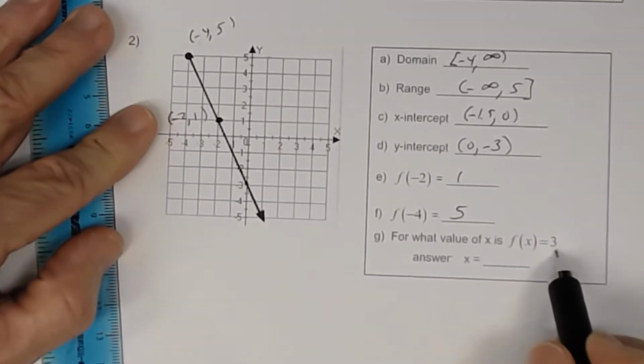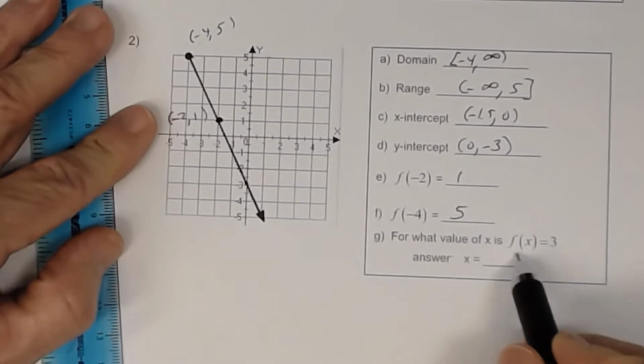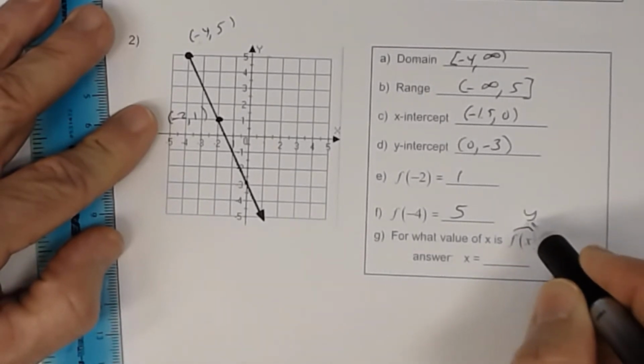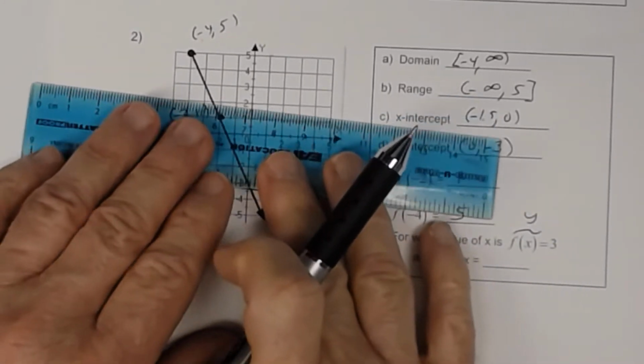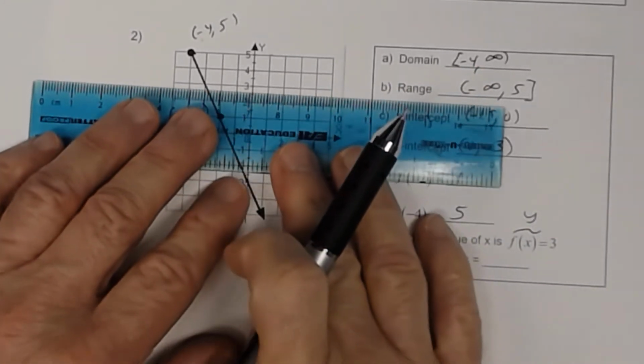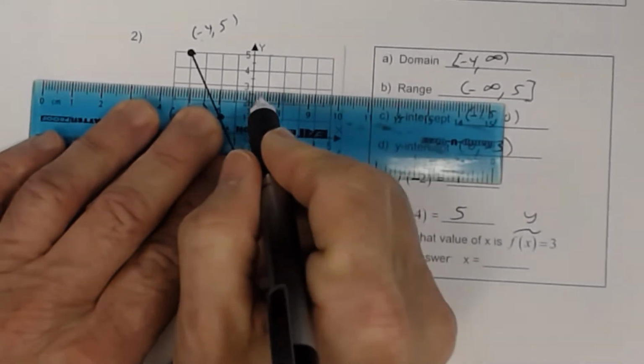For what values of x is f of x equal to 3? Remember, f of x means the same thing as y. So you locate where y is 3. So along the y-axis, y is 3. See how my ruler is now horizontal? So that's where y is 3.